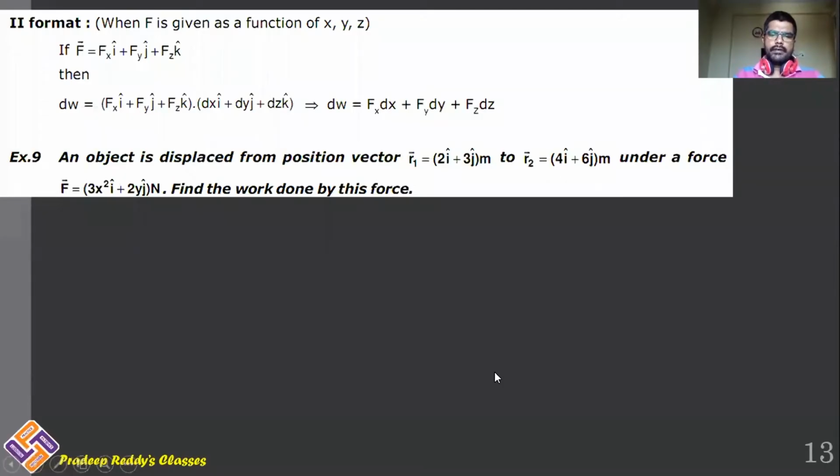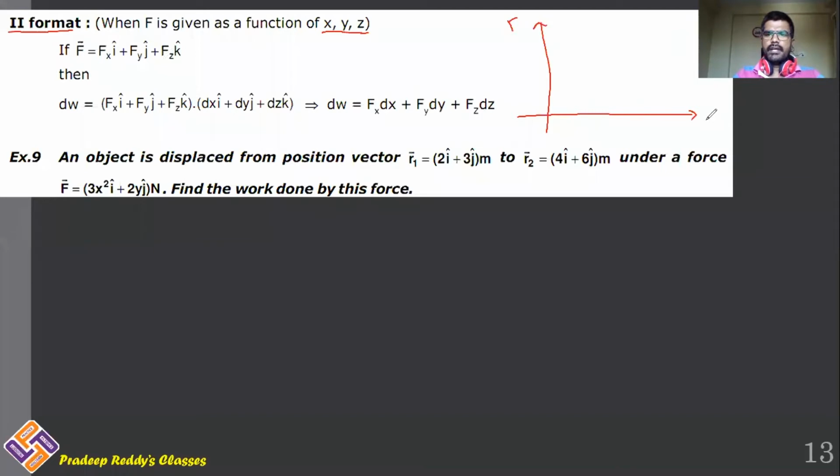In the previous model, the first format, we got work done by a constant force, and it is a conservative force. But now in this second format, F is a function of X, Y and Z. That means the given force is variable with respect to X, with respect to Y and also Z. Therefore, you need to calculate, like we have already discussed.